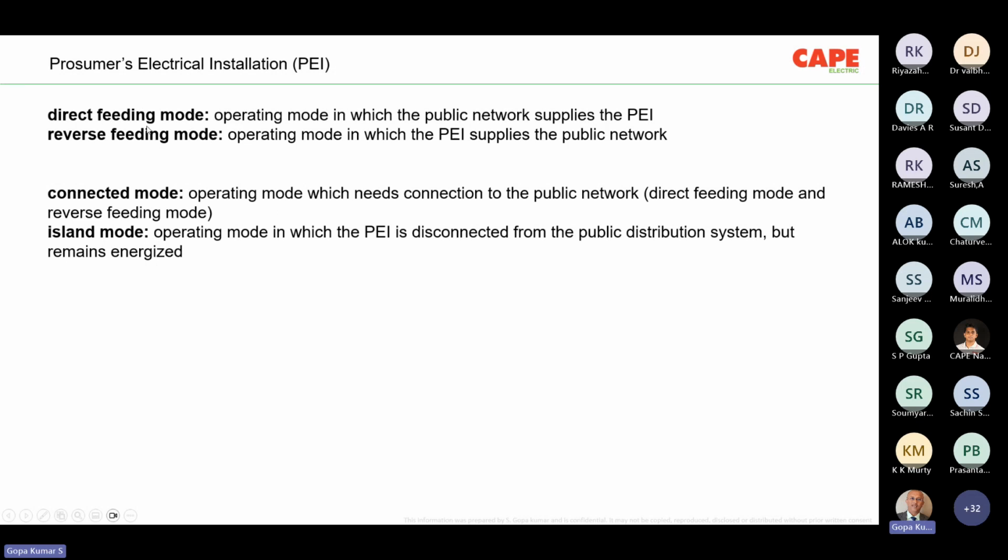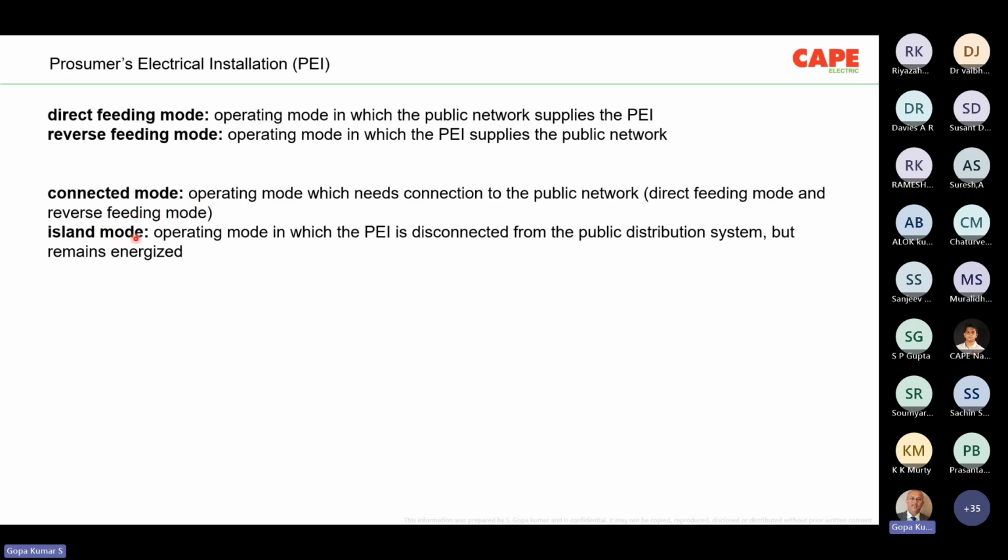Now, the mode of operation. There is a direct feeding mode, meaning the energy operating mode in which the public network supplies to the PEI. That means the energy is coming from the distributor's DSO facility to the PEI. Reverse feeding mode means operating mode in which the PEI supplies to the public network. So it is feeding back the energy to the network. Connected mode means operating mode which needs connection to the public network, direct feeding and reverse feeding mode. So in a connected mode, the DSO can directly feed to the PEI, or the PEI can reverse feed the energy to the DSO.